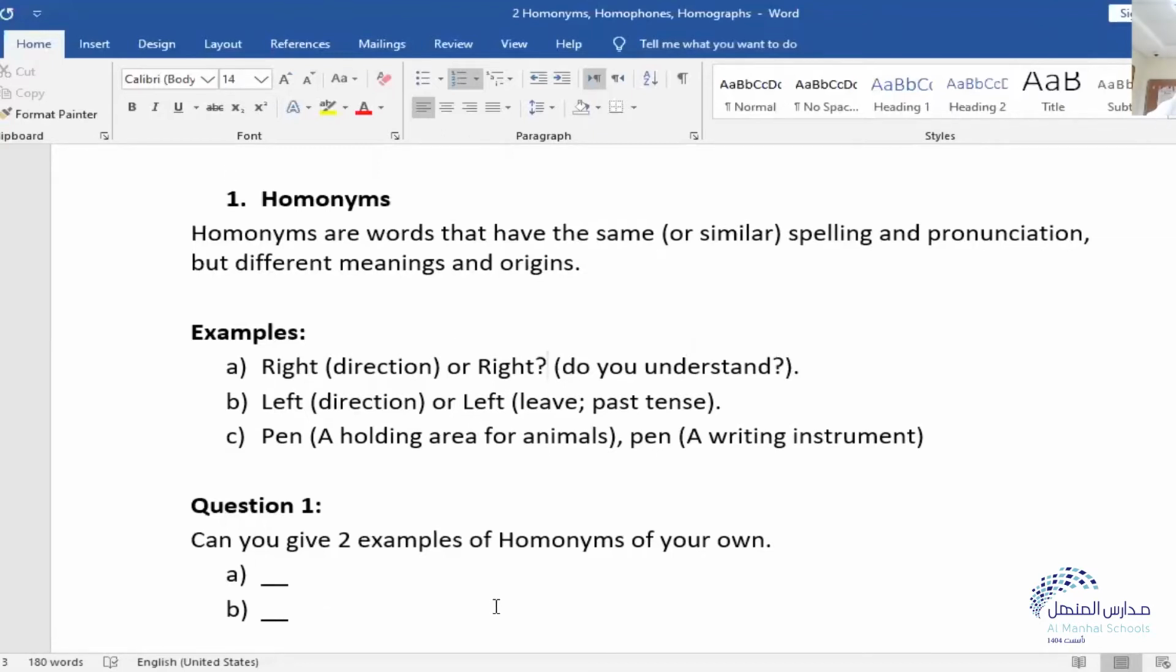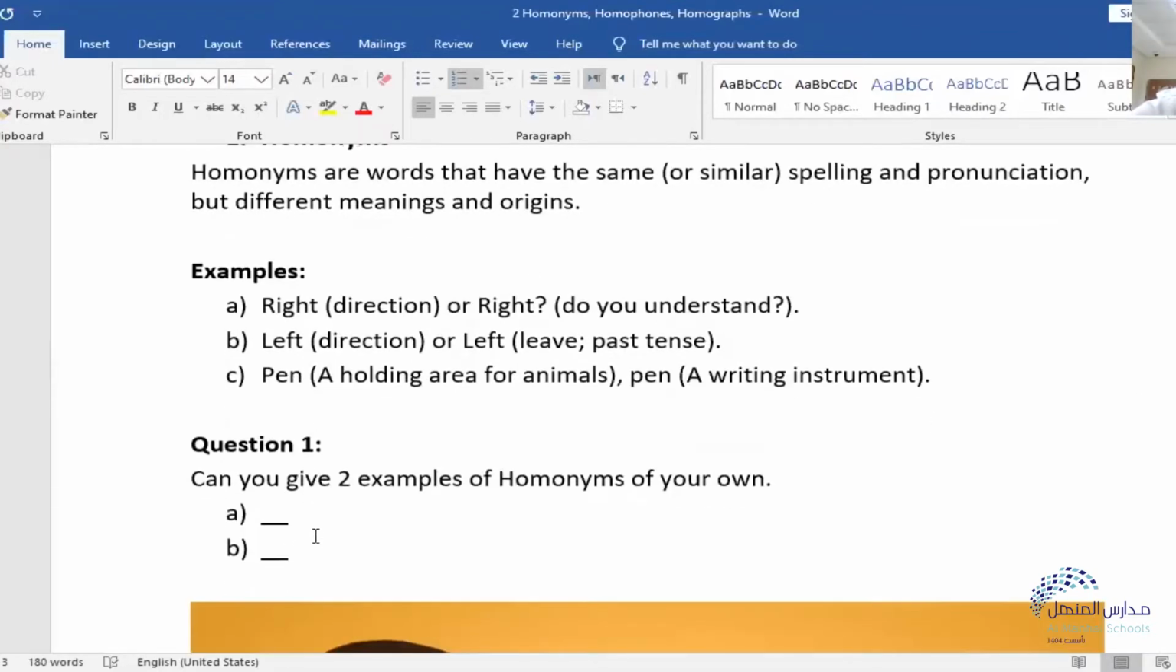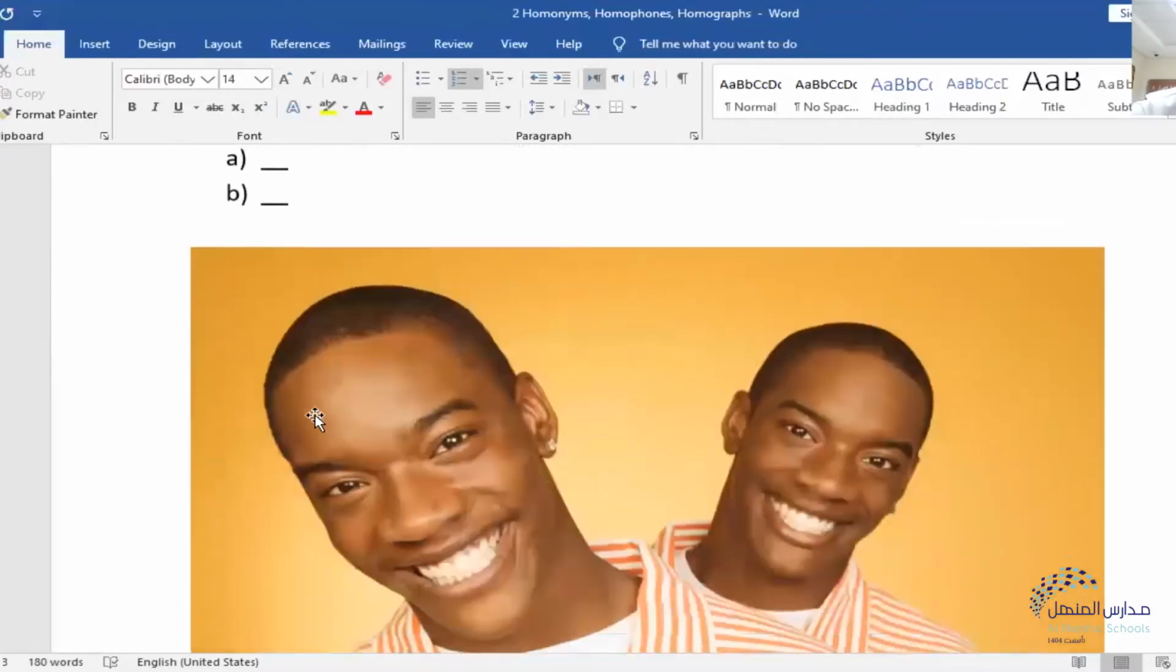Pen is two things. One, it's a writing instrument, something that you use every day. And the other one is a holding area for animals, right? Another word for a pen is a barn. You may hear in American English, they talk about barns all the time. And in British English, people will say that the animals are in the pen, right?